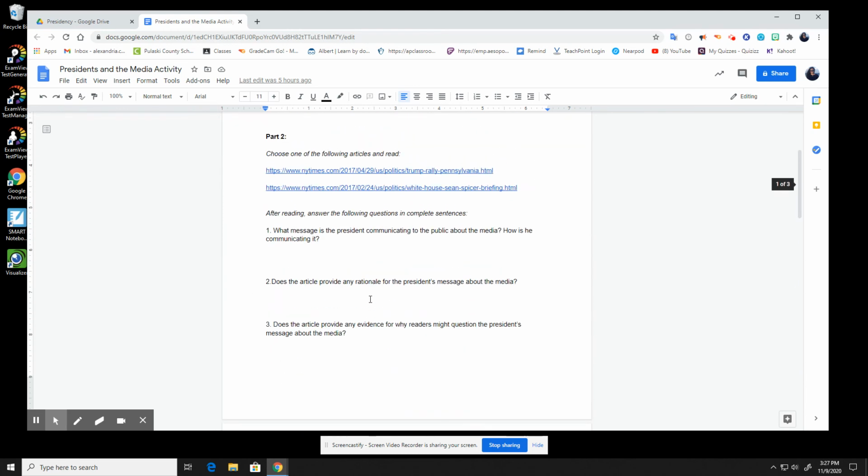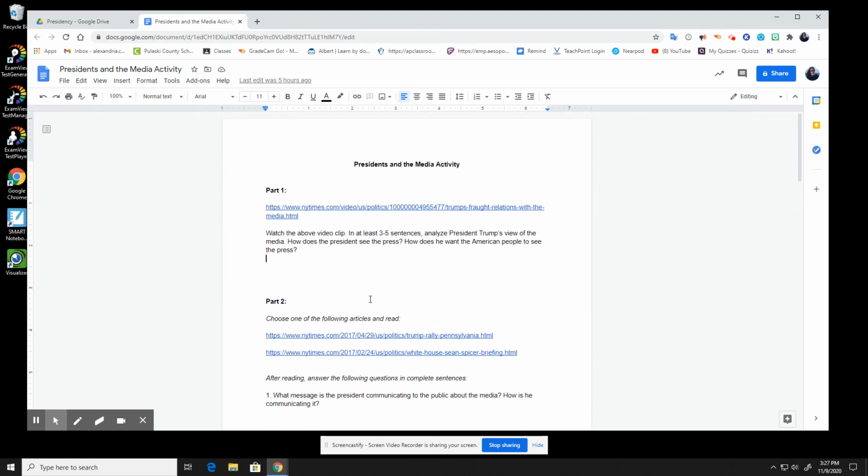Okay, so just do it step by step, fill this out, take a closer look at the president, our current president, and his views of the media, as well as how presidents have used the media and technology over time.